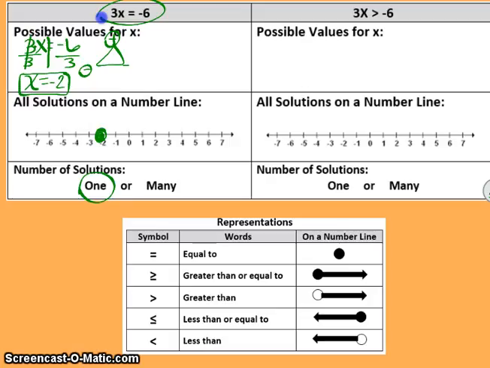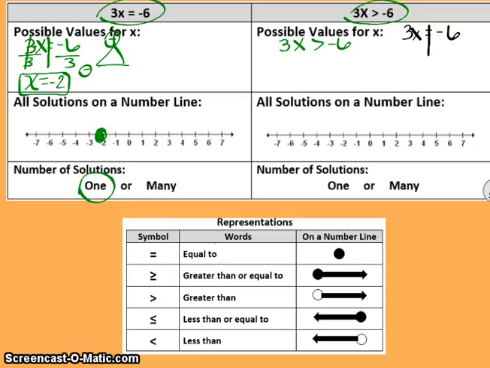So possible values for x. Okay, well I have 3x is greater than negative 6. So I could rewrite that. I could write 3x is equal to negative 6, because you guys are really good with when there's an equal sign, but when you throw in a different sign, it's a little bit more difficult. Okay, so I would draw my line through my equal sign.